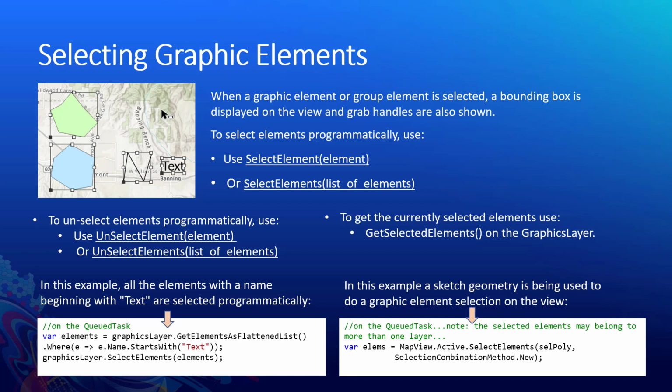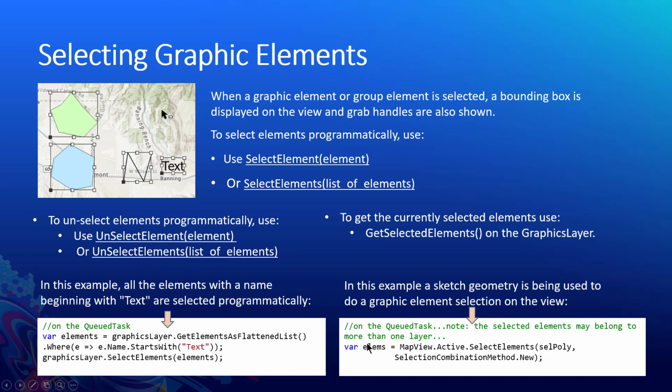When a graphic element or a group element is selected, a bounding box is displayed on the view and grab handles are also shown. To select elements programmatically, use the select element method and pass in a single element, or use the select elements method and pass in a collection of elements. Similarly, you can unselect elements using the unselect element or the unselect elements methods.